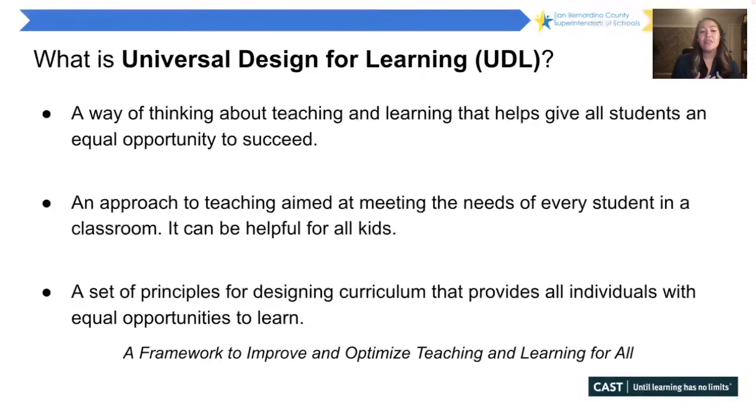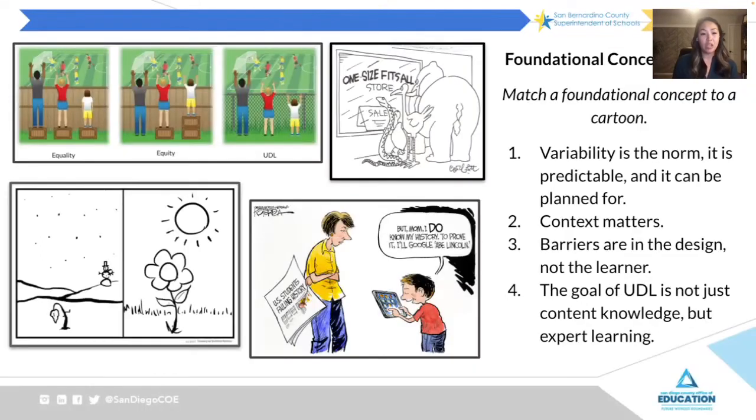So Universal Design for Learning is a way of thinking about teaching and learning that helps to give all of our students an equal opportunity to succeed. It's an approach to teaching that's aimed at meeting the needs of every student in our classroom, and it can be very helpful for all kids. It's also a set of principles for designing curriculum that provides all individuals with an equal opportunity to learn. So we're going to do a little activity that will help you develop your understanding of what UDL is a little more.